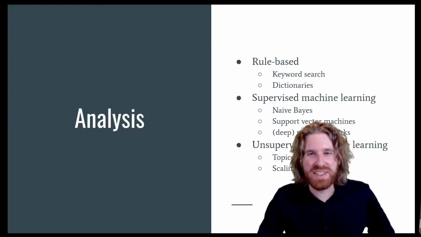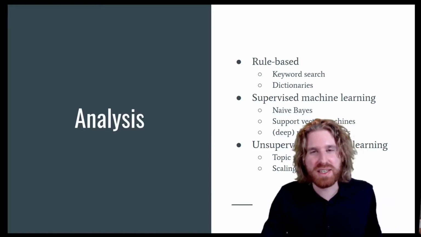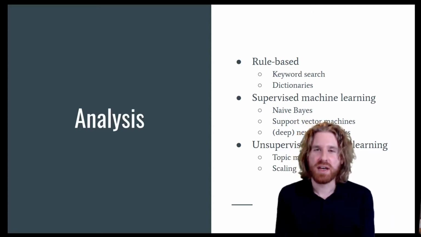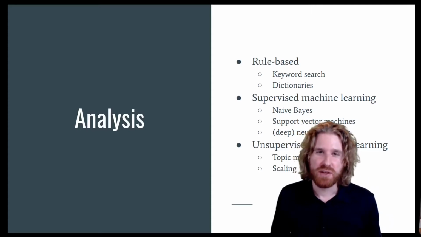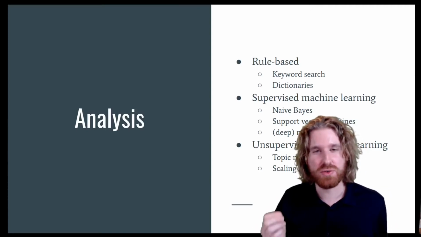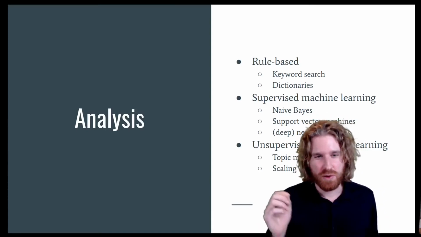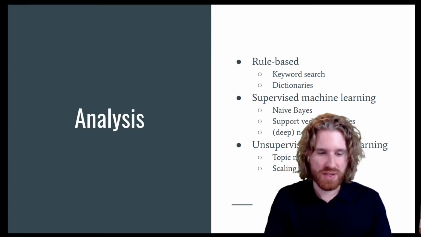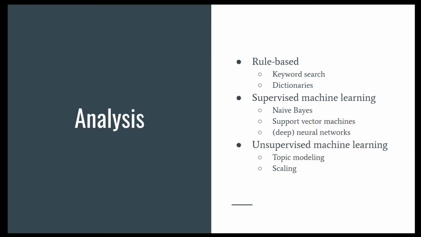In the previous video, we talked about how to clean and pre-process texts and then how to create a document term matrix. And now in this video, we're going to talk about how you can actually use this document term matrix to do computational text analysis. We're going to distinguish three main branches of techniques.